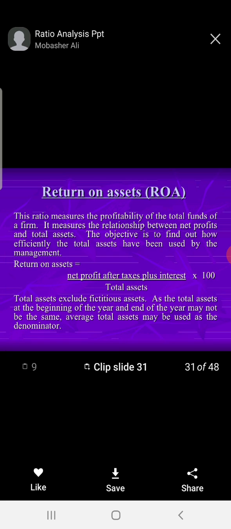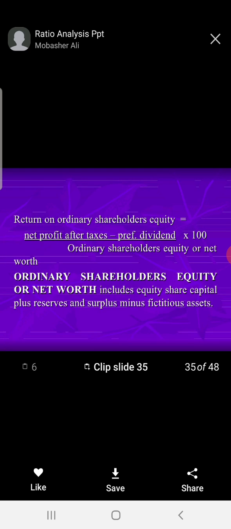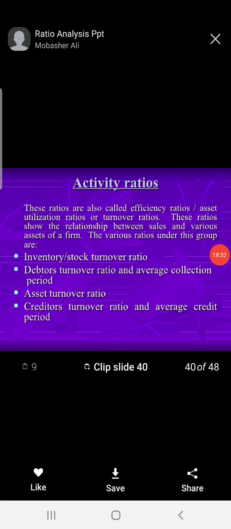But the last one is the activity ratio. What is the activity ratio? These ratios are also called the efficiency ratio, the asset utilization ratio or the turnover ratio. This ratio shows the relationship between sales and the various assets, and the various ratios under the group are the inventory ratio, debt turnover ratio, average collection ratio, asset turnover ratio and creditors turnover ratio.